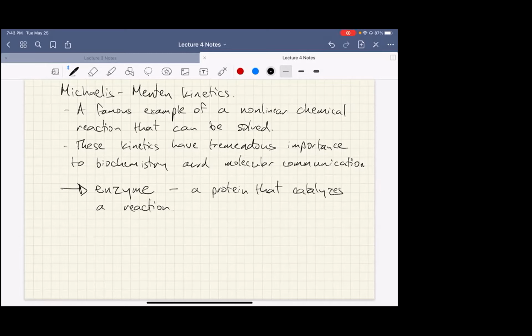And the idea is this: you start with a substrate. Sorry, let me redraw that a little nicer. Actually, I'm going to draw the substrate like this.